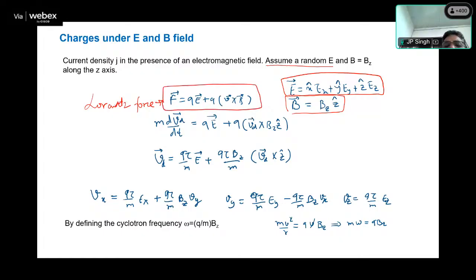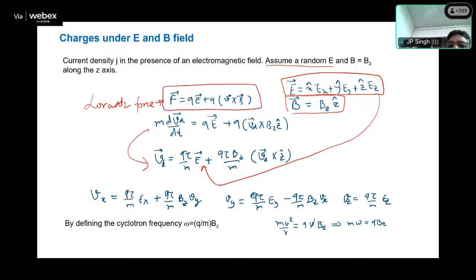So you just put this value, and from here you can have some kind of integration over the time dependent parts. The Vd is simply Q tau by m times E plus Q tau Bz by m times Vd cross z cap, where tau is the mean free time. Now I'll use the explicit form of E. I can write E with all the components: x cap Ex, y cap Ey, and z cap Ez.